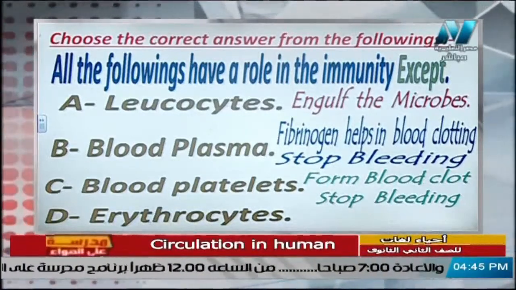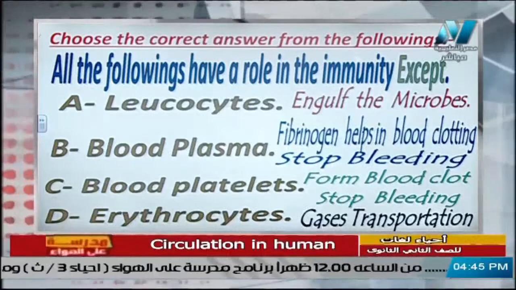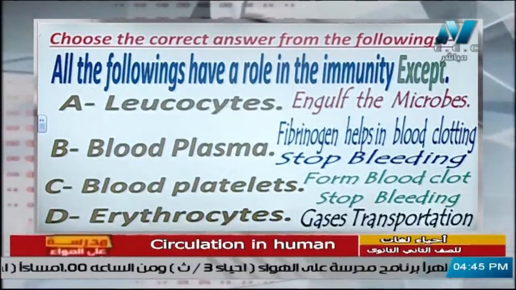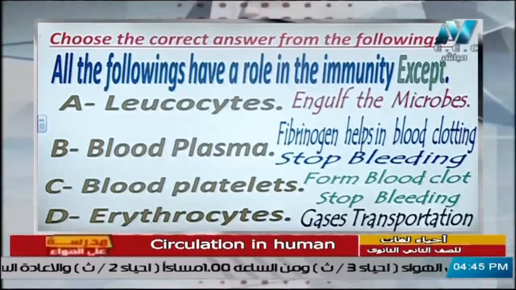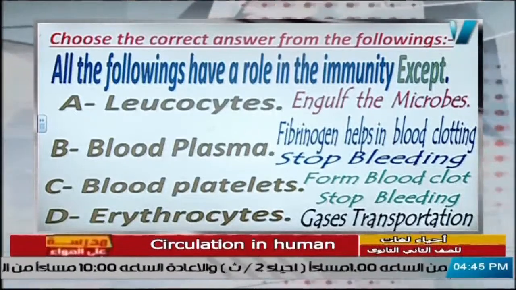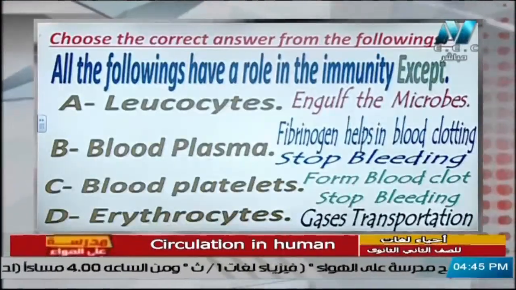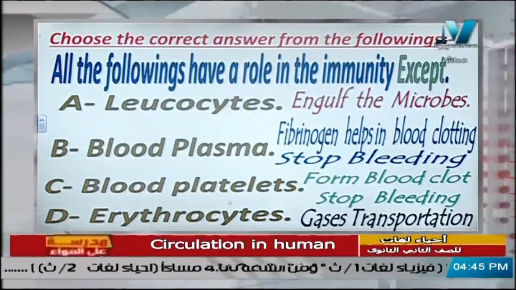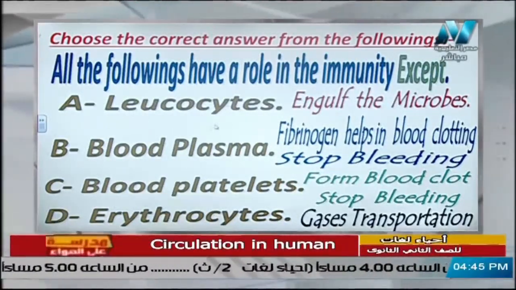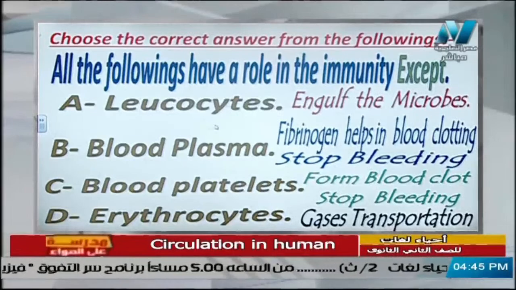يبقى الوحيد هنا اللي هيبقى has no role in the immunity الارثروسايتس اللي هو carry الاكسجين and the carbon dioxide. يبقى erythrocytes هنا نرجع لها تاني اهو، اهي الارثروسايتس have no role in the immunity or direct role، ما لهاش دور مباشر in the immunity.